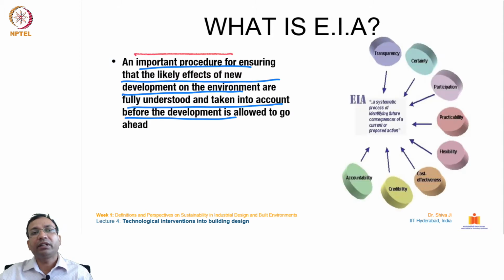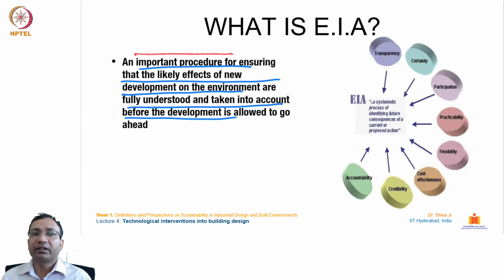So what is actually the job of this EIA? Why do we need this EIA, environmental assessment? EIA is an important procedure for ensuring that the likely effects of new development on the environment are fully understood and taken into account before development is allowed to go ahead. So it is a preemptive measure which takes care of calculations and analysis of any plausible effect which a development activity is going to exert on the surrounding and overall ecosystem.